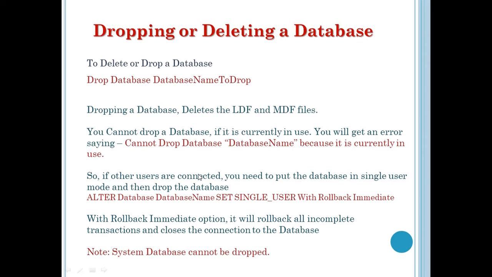If other users are connected, you need to put the database in single user mode and then you can drop the database. To make the database single user, we can type alter database, then the database name, set single user with rollback immediate. So what is happening here? With the rollback immediate option, it will roll back all incomplete transactions and it will close the connections to the database.